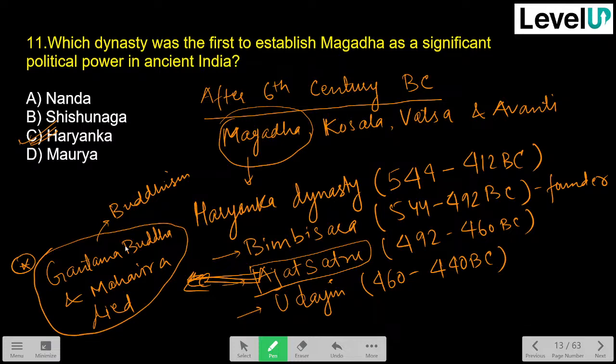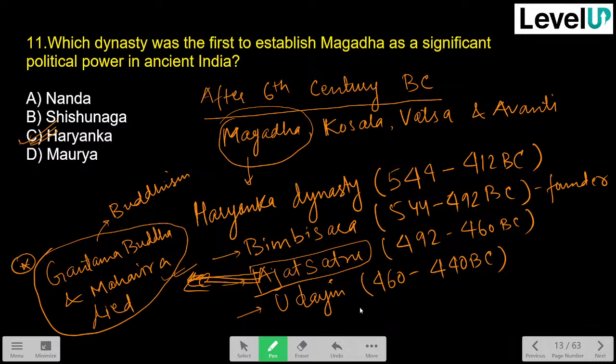So the right answer will be, which dynasty established its most important power? The dynasty is known as the Haryanka dynasty. And during the reign of Ajat Satru, what happened? Gautam Buddha and Mahavir died. Correct. Next.